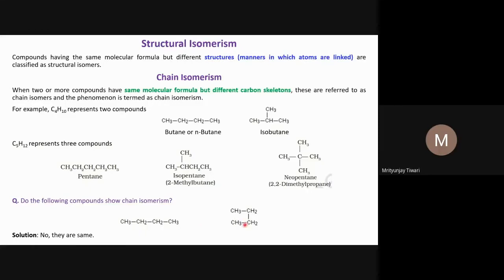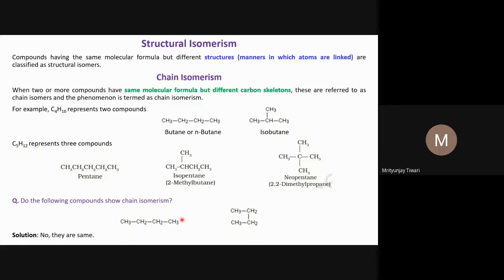Another way to find out whether they are the same compound or have the same chain is to find the number of carbon atoms in the longest chain. We start at one terminal and go to the other terminal. So one, two, three, four: four carbon atoms. In this case, one, two, three, four. So we reach the other terminal, and there are four carbon atoms here as well. The hydrogen atoms are also the same.